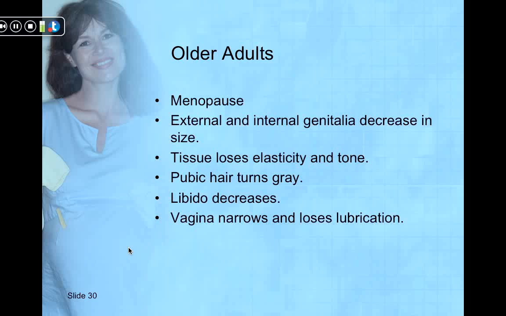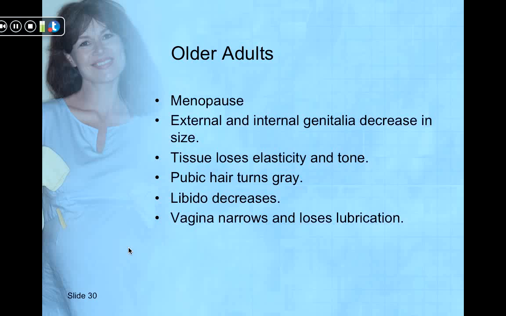In older adults, they go through menopause. They don't have those hormones that premenopausal women have. They're not having periods. In response to the decrease, since they don't have the endogenous estrogen anymore, their external and internal genitalia do decrease in size. The tissue loses its elasticity and tone, can often become shiny in color and thin. Sometimes it can make the vagina narrow. They lose that natural lubrication. They lose sex drive, and sometimes intercourse can be painful in nature.